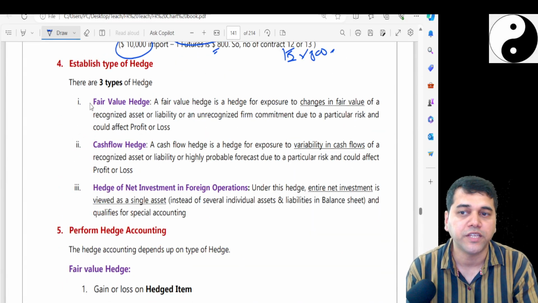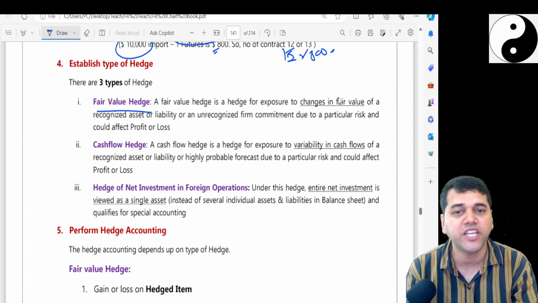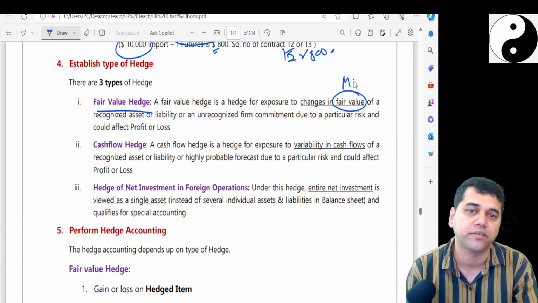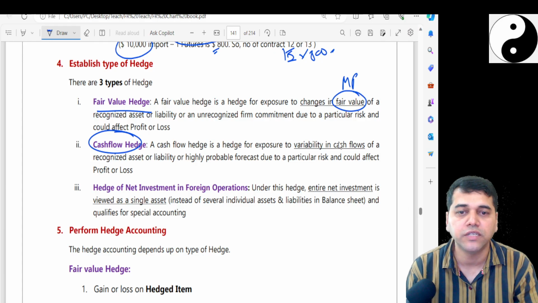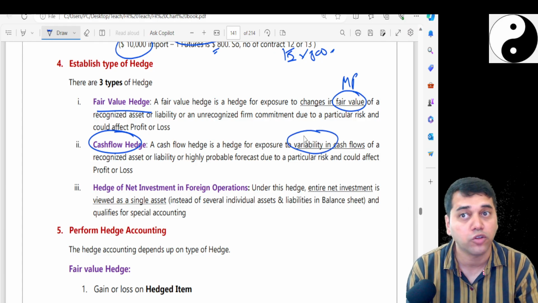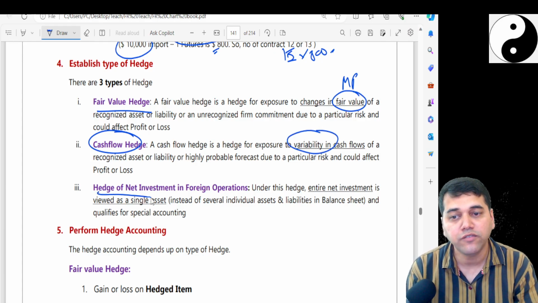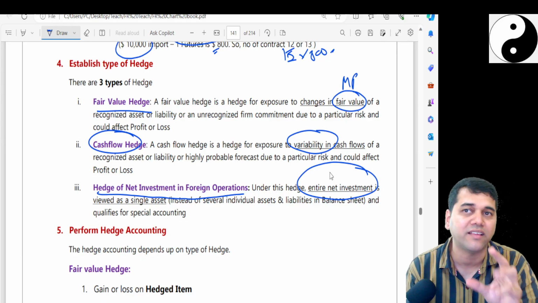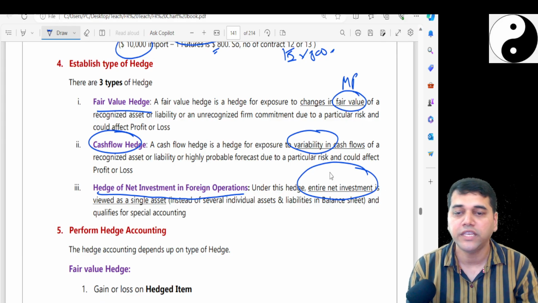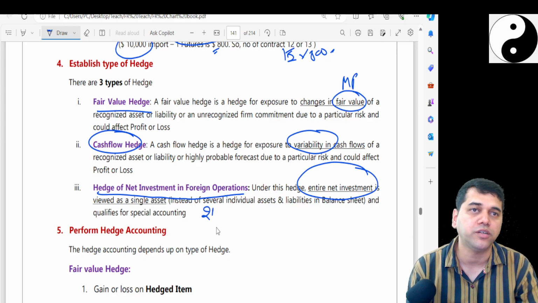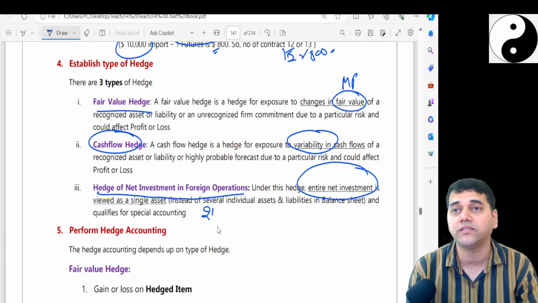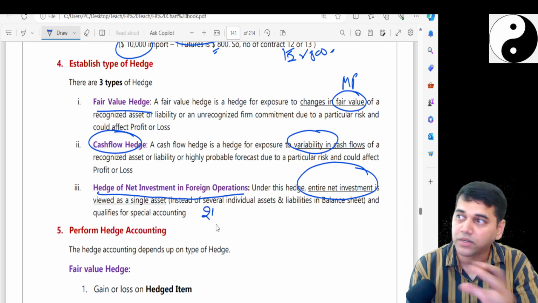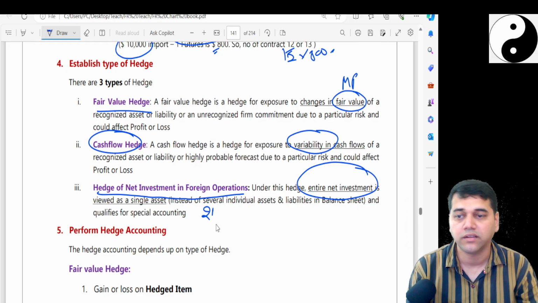There are three types of hedge. A fair value hedge will hedge exposure for the change in the market price. A cash flow hedge will just look into the cash flows, not the market price. And a hedge of a net investment in a foreign operation, which means your entire investment is looked at as a single asset. So in Ind AS 21, we are going to talk about the foreign currency translation reserve, so that we convert that into INR.